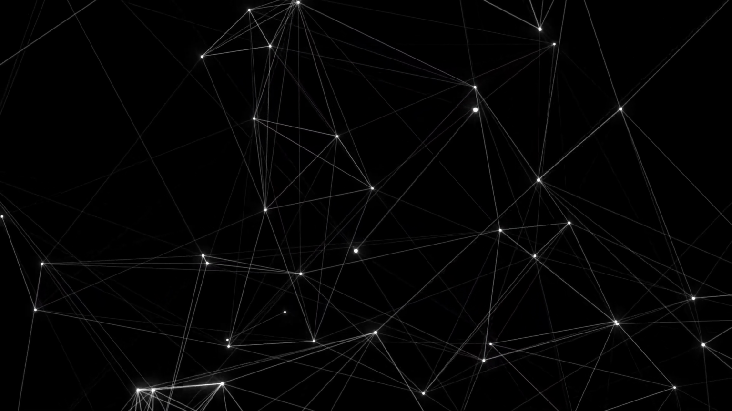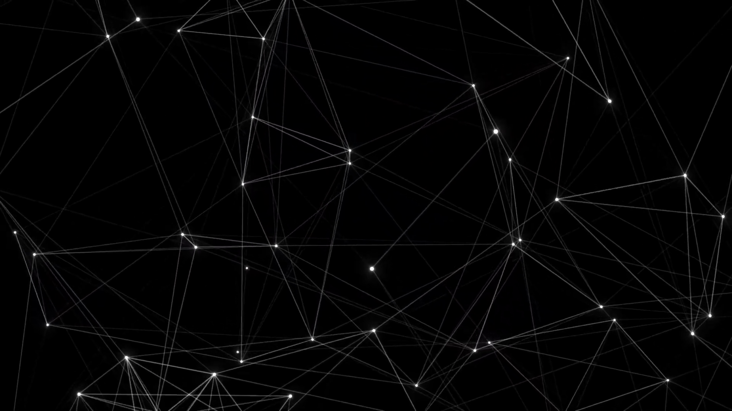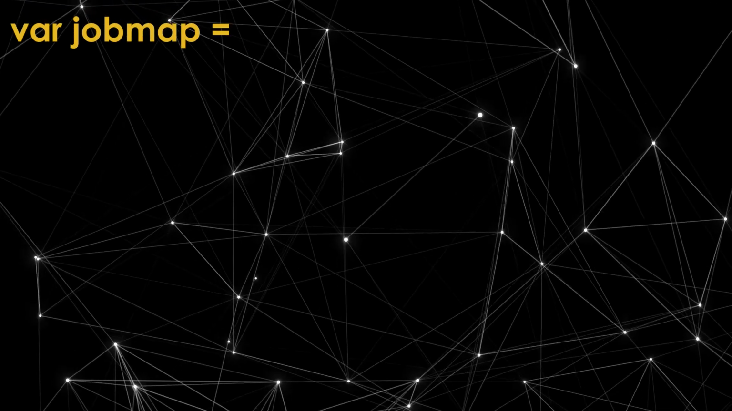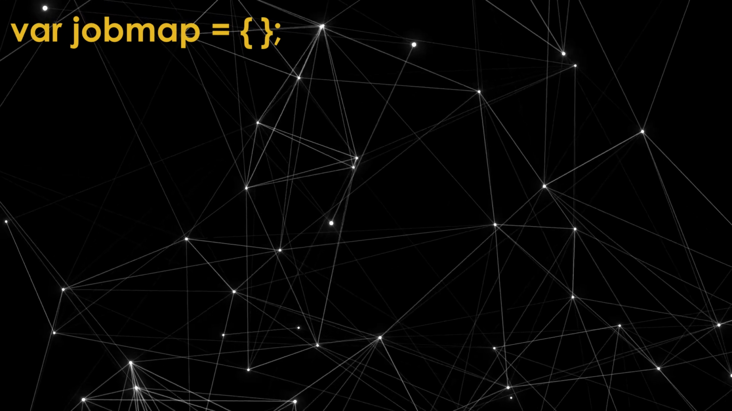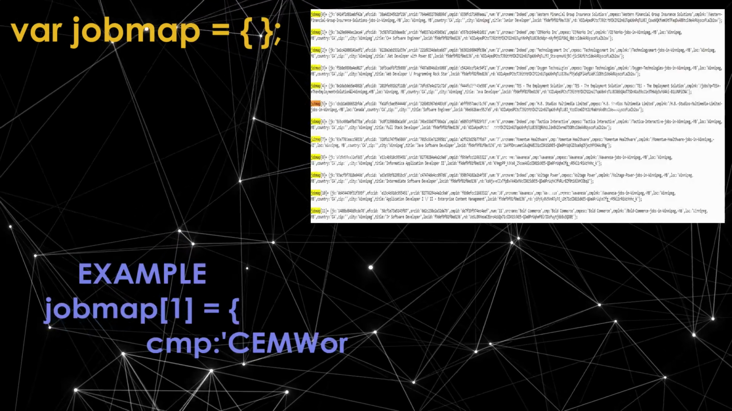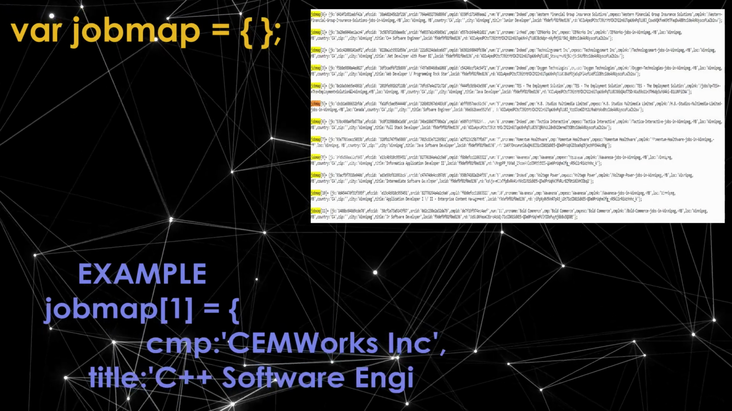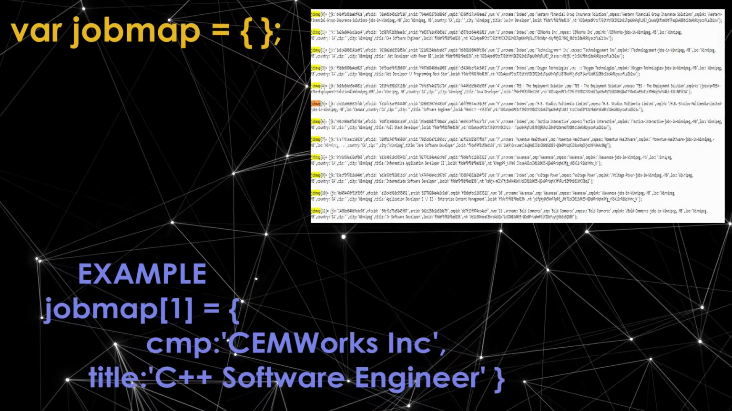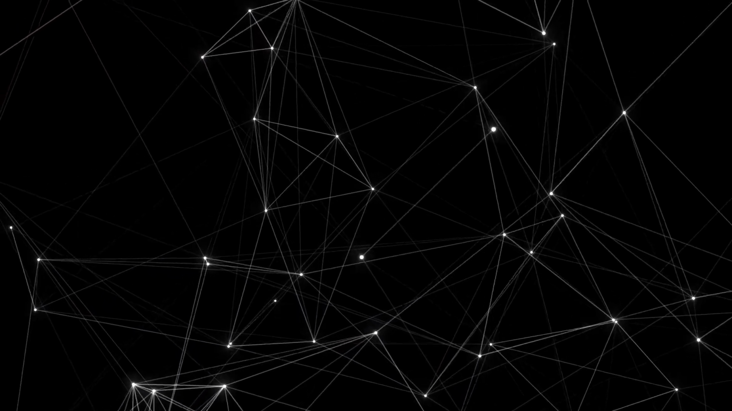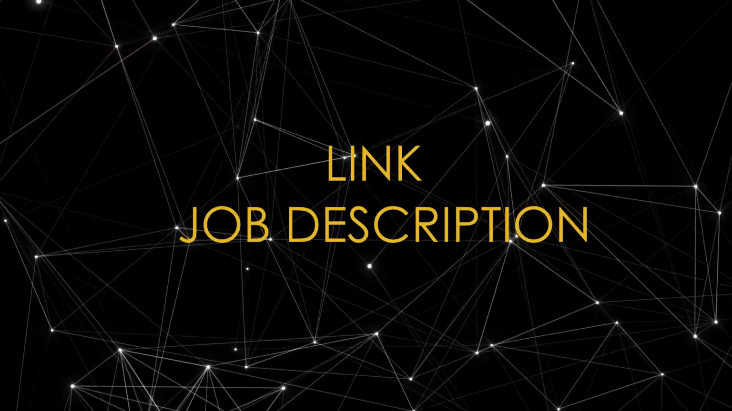So it turns out that the page source of the job listing has something called job map. This is a JavaScript object that stores the data of all job listings on each page. Now I can get the company name from the job map and then get the job position for that company. On to the next step. We need two more data, which are the link and the job description.